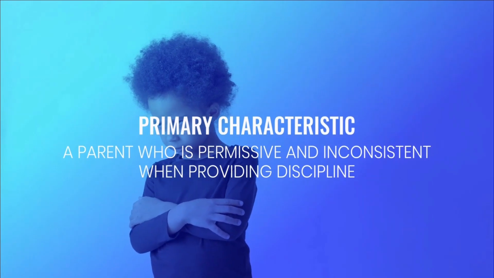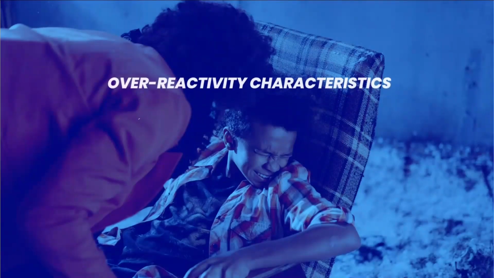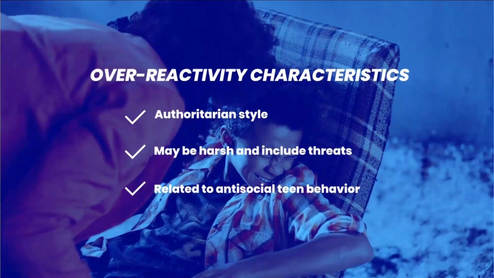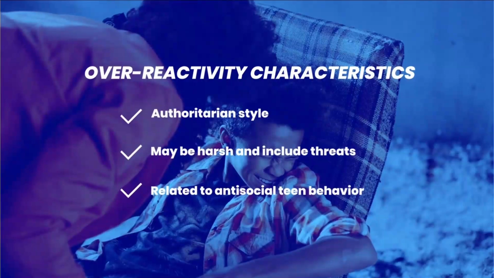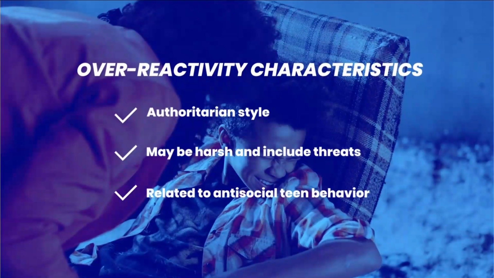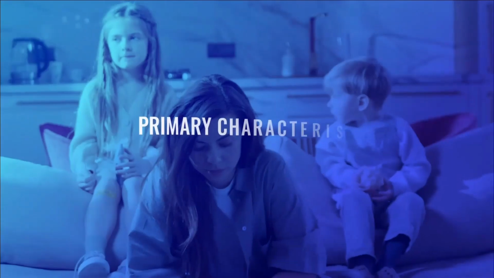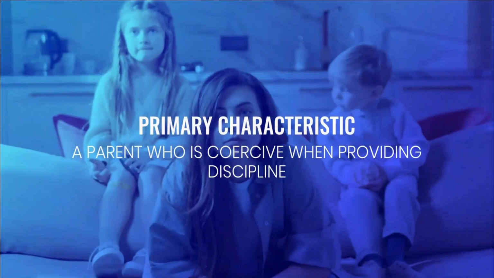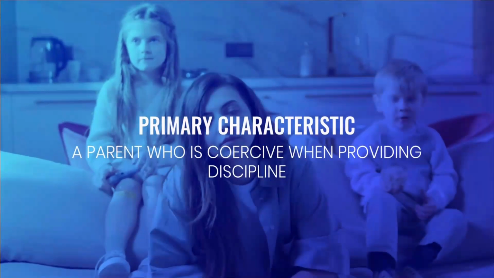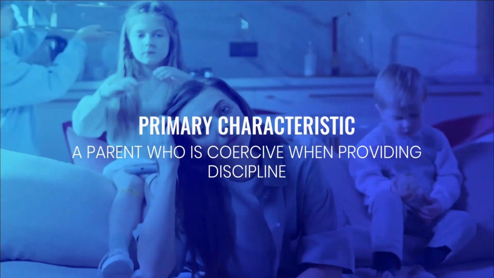When it comes to overreactivity, these areas may be there. An authoritarian style of parenting. They may be harsh and include threats. So if you look at some of the items, it does include some of that. And it can be connected or related to antisocial teen behavior. The overarching primary characteristic of this high score would be a parent who is coercive when providing discipline, according to the Triple P book itself.